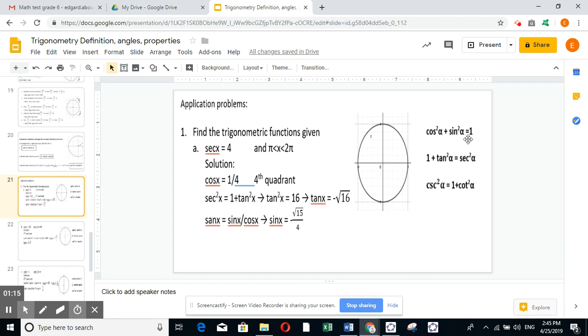Cosine square alpha plus sine square alpha is 1. Secant square alpha is 1 plus tangent square alpha. Cosecant square alpha is 1 plus cotangent square alpha.